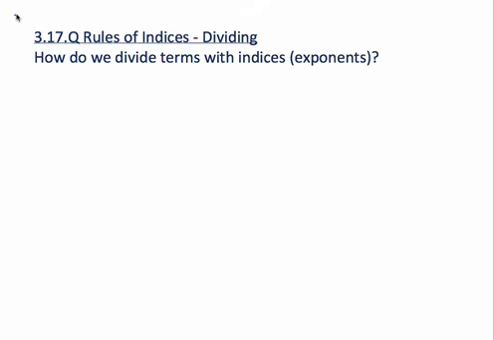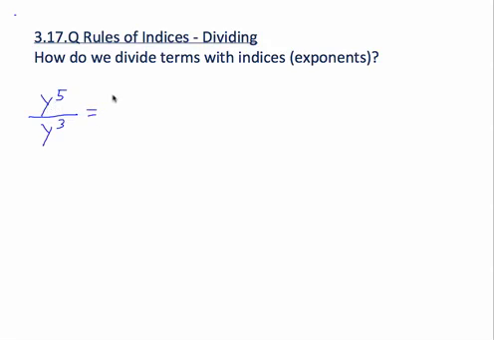So let's take a look at an example of dividing terms with exponents. Let's say we have y to the power of 5 divided by y to the power of 3. To figure out the rule, and likewise with most of the rules of indices, you can write out repeated multiplication and figure it out that way.